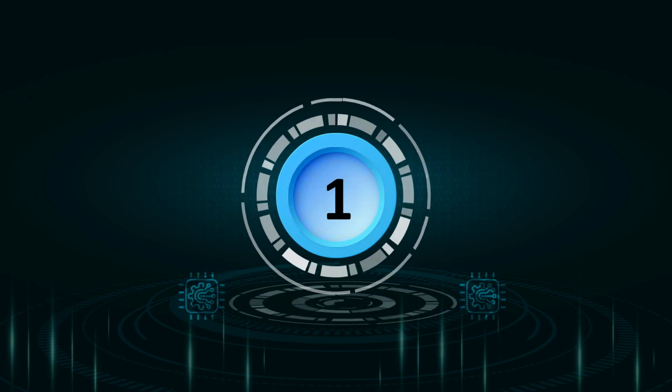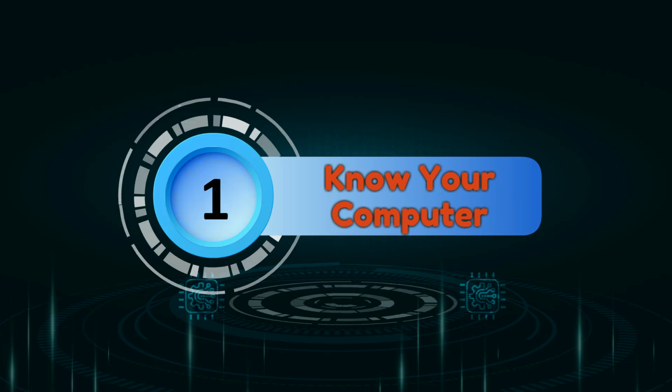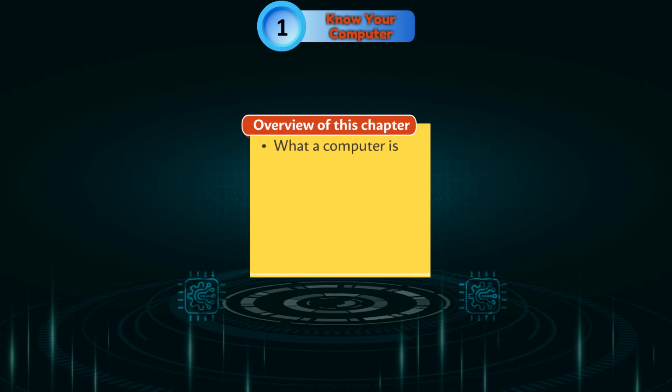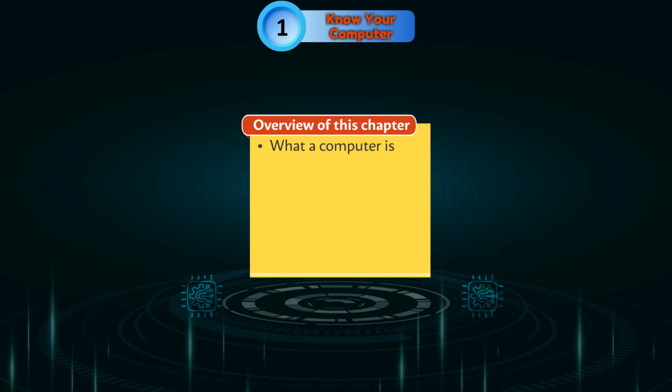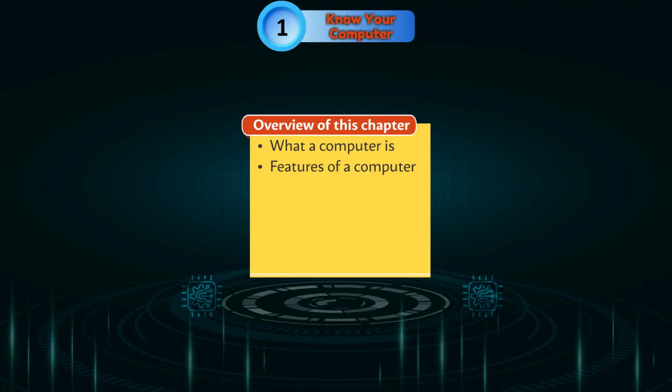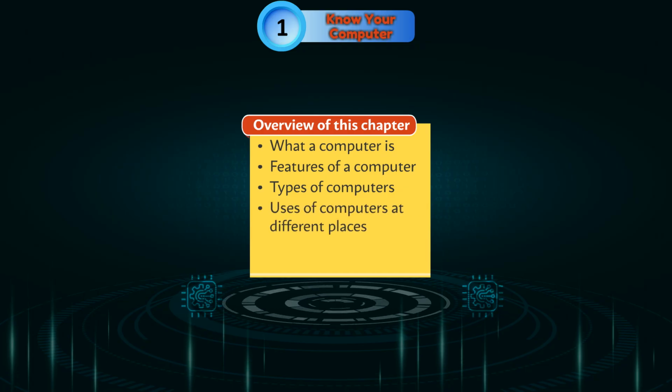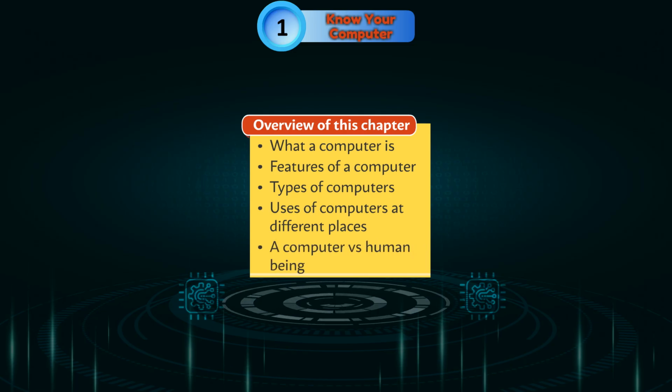Chapter 1. Know your computer. Overview of this chapter. What a computer is. Features of a computer. Types of computers. Uses of computers at different places. A computer versus human being.